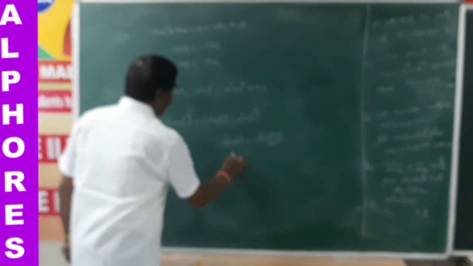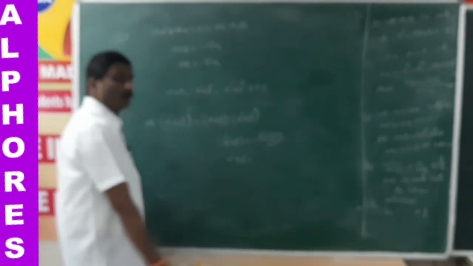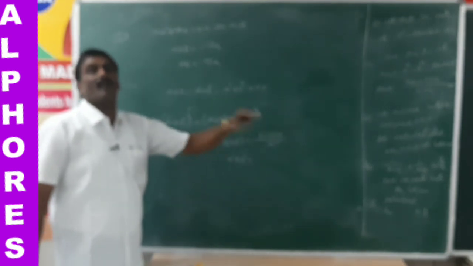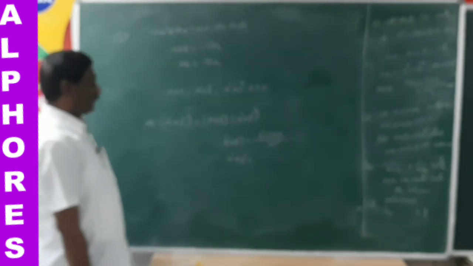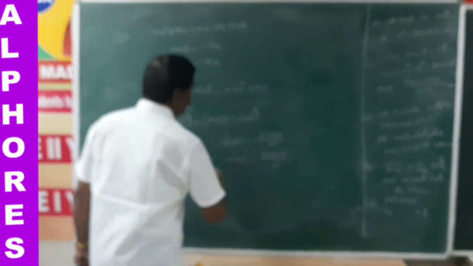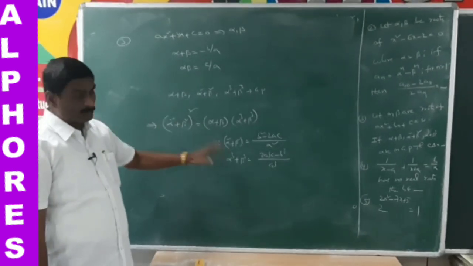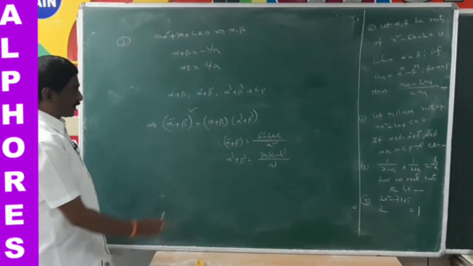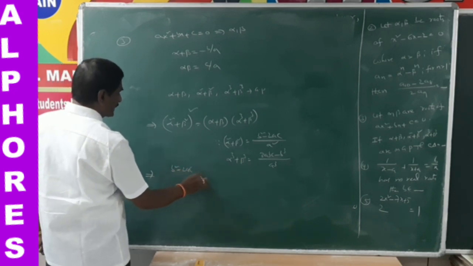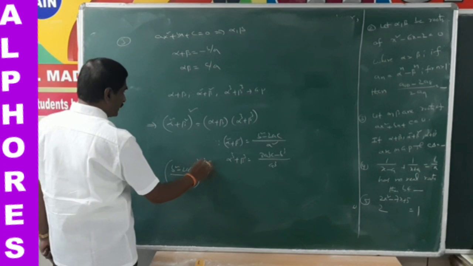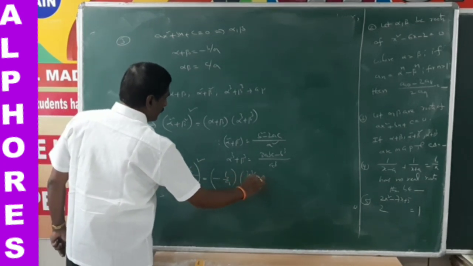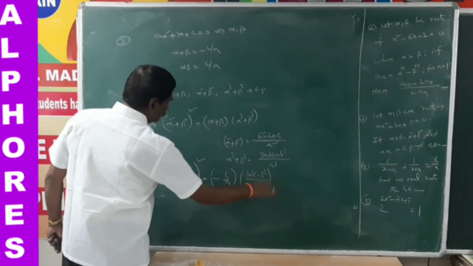Similarly, alpha cube plus beta cube is equal to (alpha plus beta) whole cube minus 3 alpha beta into (alpha plus beta). Finally, this value is (3abc minus b cube) by a cube. Already these two are proved. Substitute these values in the equation, we get ((b square minus 2ac) by a square) whole square is equal to minus b by a into (3abc minus b cube) by a cube.